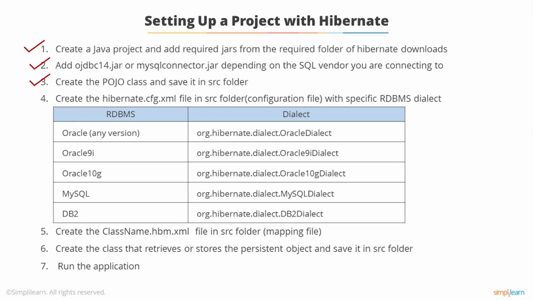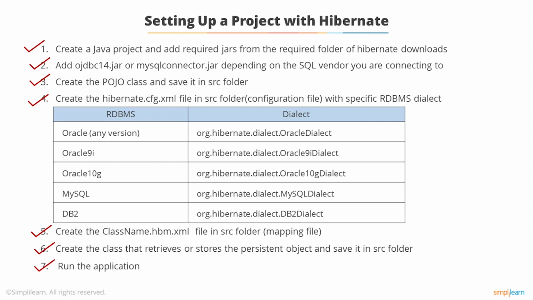You then create the Hibernate configuration file, which is similar to the web XML file, and you specify which dialect of SQL you are using depending on the databases listed here: MySQL, DB2, Oracle. You then create the hbm.xml file, which is the mapping file, and finally you create the class that retrieves or stores the persistent object and save it in the src folder, and then you go ahead and run the application.